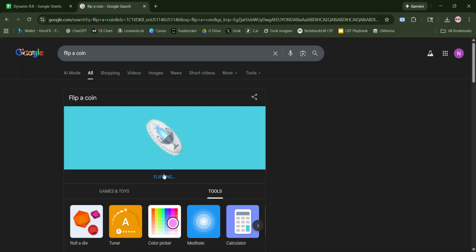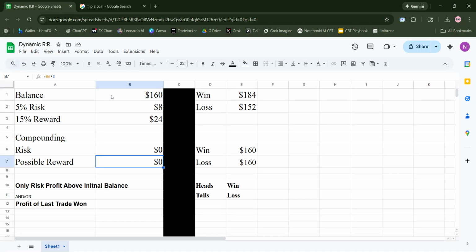I'm not risking my own money. I don't risk my own money until I get below 100. But look at this. I won. Right. So my new balance is now 184. But my reward was 24. So I put the 24 down here. My new balance is 184. So now I'm risking 24 of the broker's money, not mine, to try to get 72.